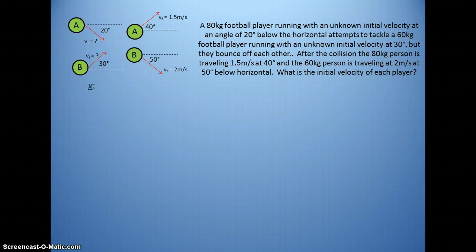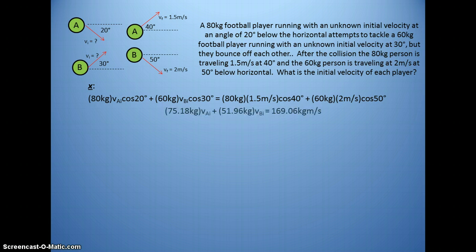So as before, we start with the x-axis. Writing this very long expression, as you can see here, we get down to a reduced expression where we have two unknowns. Not much we can do there. We have one equation, two unknowns. No big deal. Move on to the y.